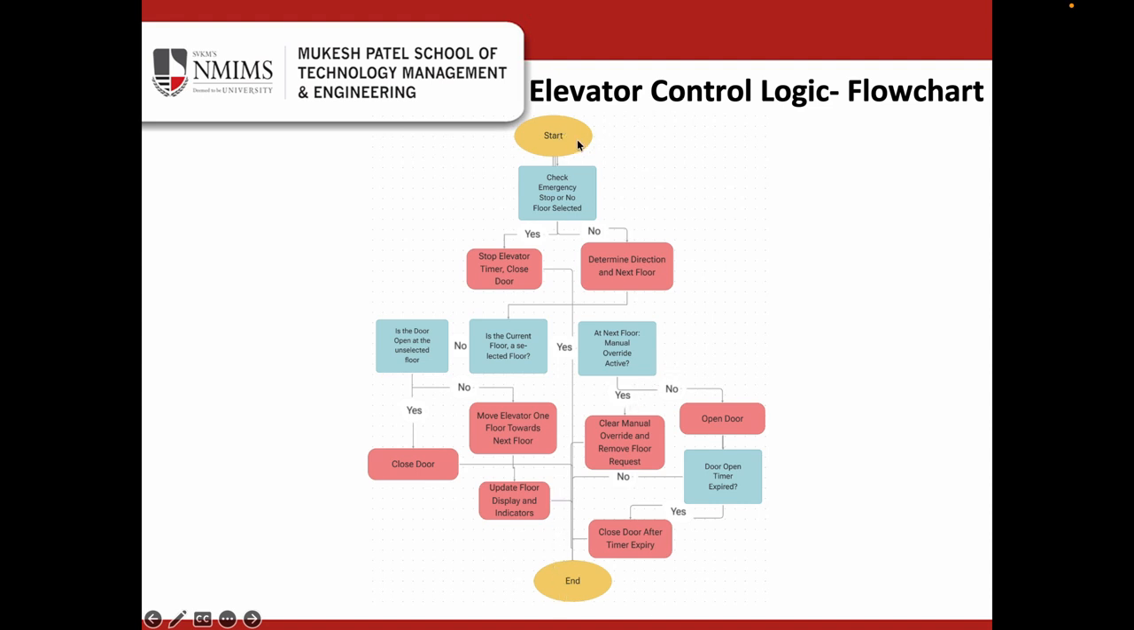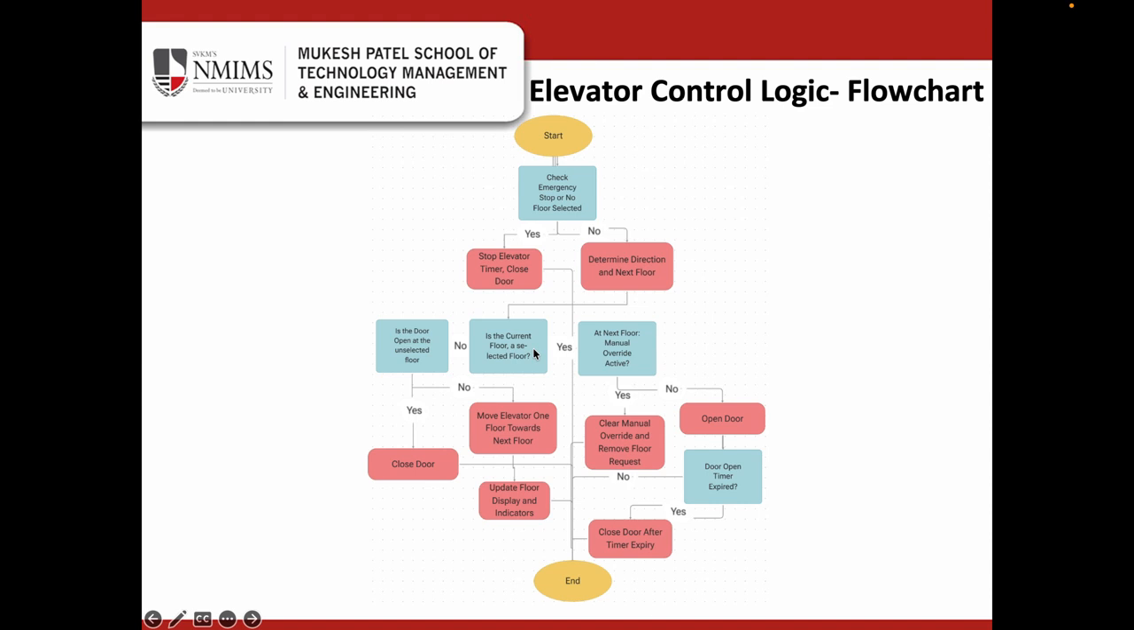Once the system starts, first it checks if the emergency stop button is selected or any floor buttons are selected. If the emergency stop button is selected, or no floor button is selected, then it stops the elevator timer and closes the door. If the emergency stop button is not pressed and any of the floor buttons are pressed, then the system determines the direction of the elevator, which is up or down based on what floor it is on, and it determines the next floor.